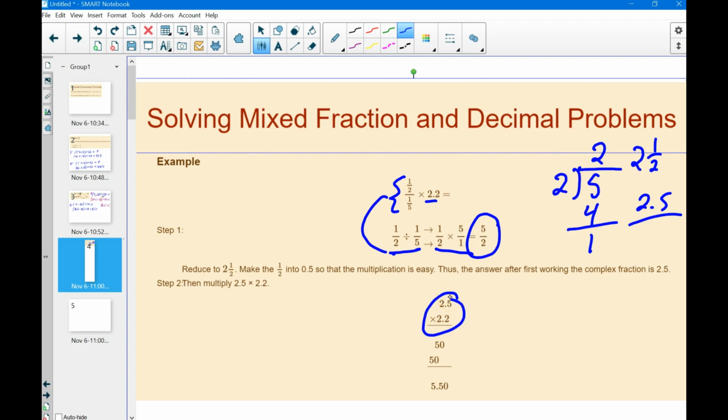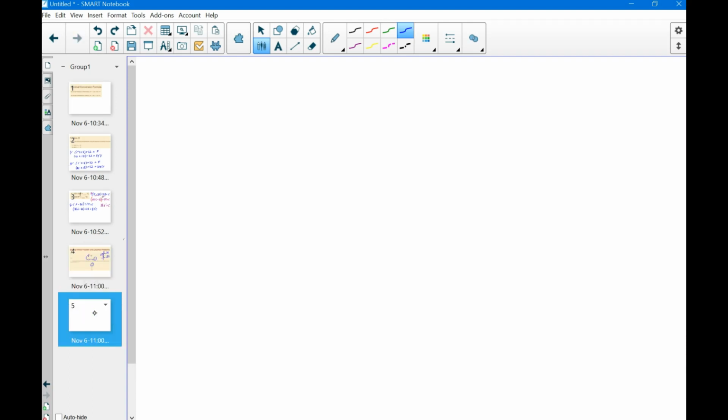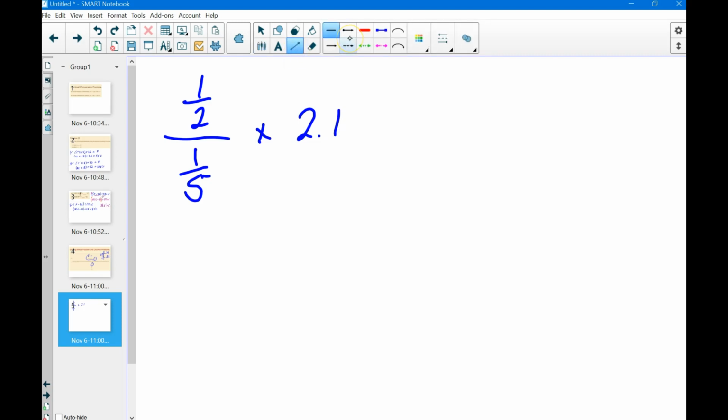Okay? So I'm not going to just leave it like that. I'm going to take this and work it out a little more slowly so you see what's happening, because it looks really confusing from the start. 1/2 divided by 1/5, so I'm going to have 1 over 2 over 1 over 5 multiplied by 2.2. So I'm going to divide the screen into 2 pieces, like this.